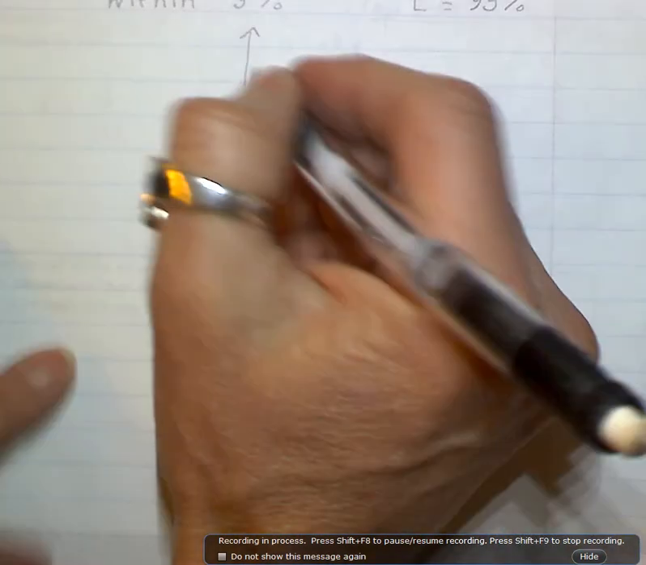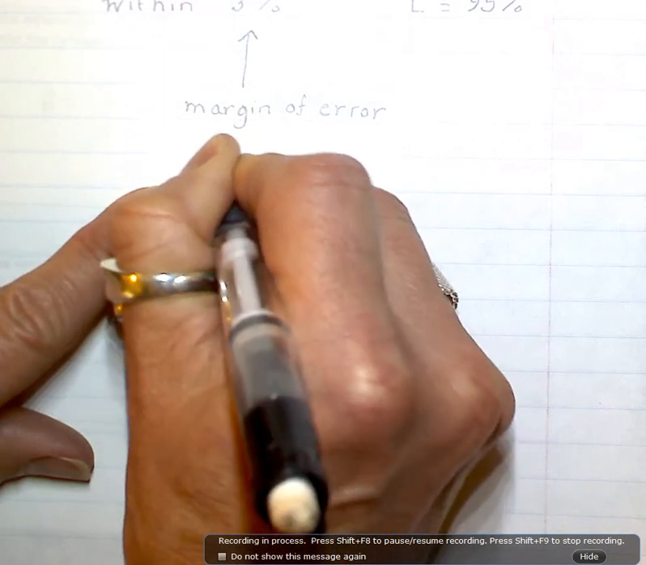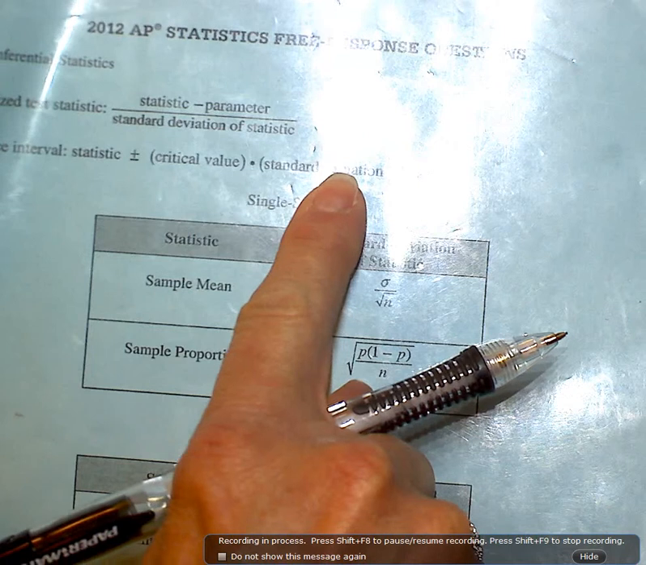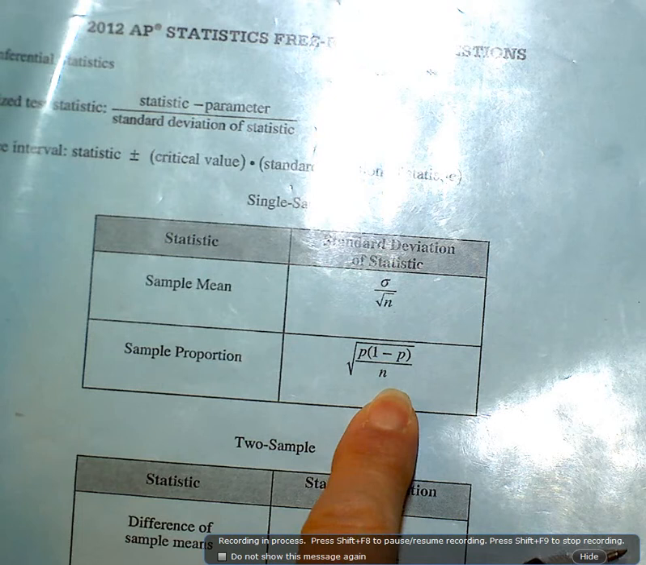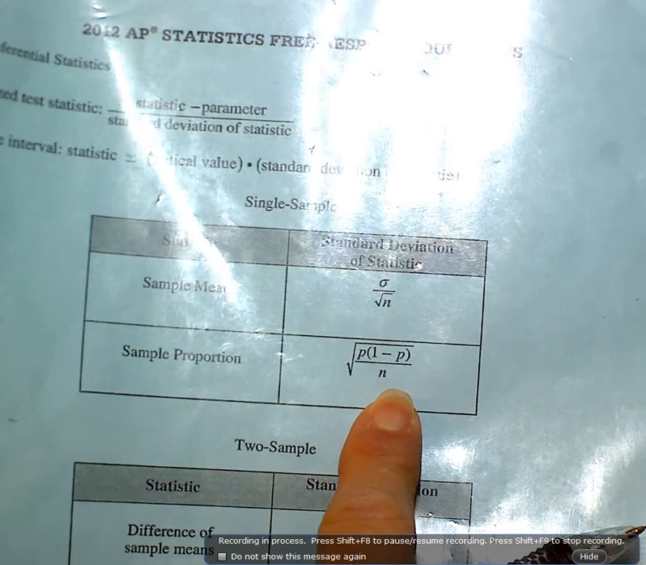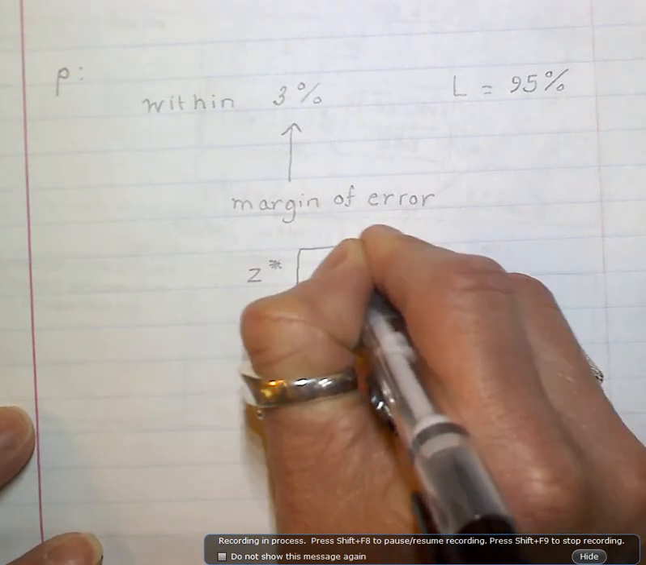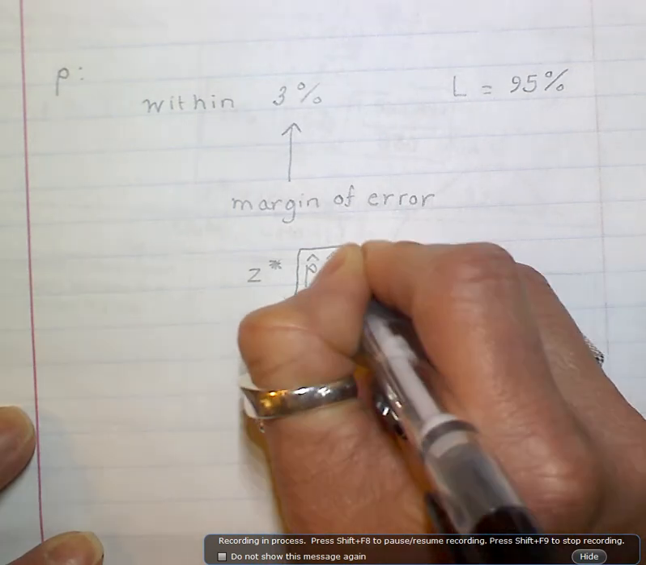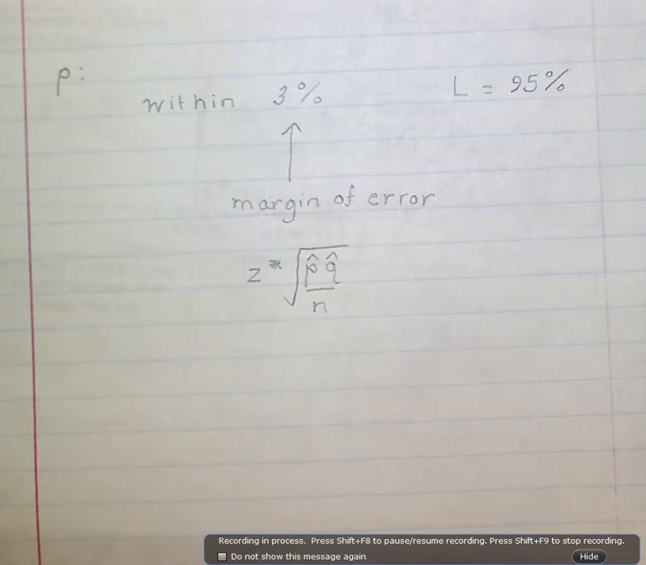So what do we use for critical value? Z star. And then we're talking about estimating a proportion, so we know the standard deviation for a sample proportion is the square root of PQ over N. But of course we don't know P and Q, so we use what in its place? P hat and Q hat. So our margin of error for a confidence interval for a proportion is found by taking Z star times the square root of P hat Q hat over N. Does that make sense so far?